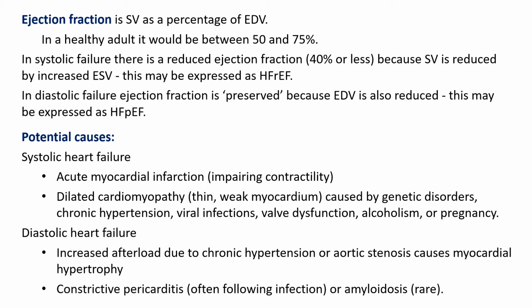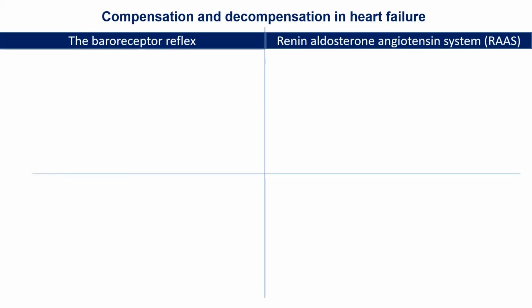Another cause of diastolic heart failure, a little rarer, is constrictive pericarditis. This sometimes happens following infection, or even rarer, in amyloidosis. This is a condition where you get a build-up of specific proteins in the tissues. It is quite rare. So that was the difference between systolic and diastolic.